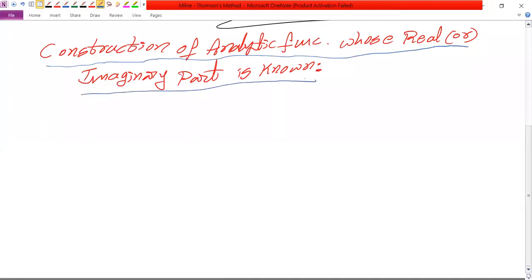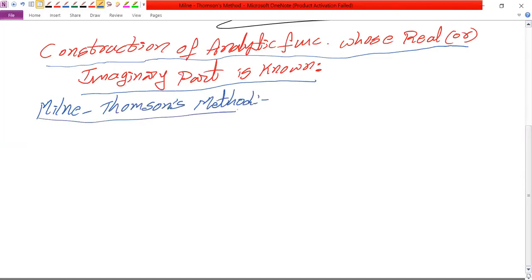That is our concept. I already told you what concepts we are going to learn in this unit, and the main concept is that only. Now there are two ways. The first way I am using is Milne-Thomson's method. What is Milne-Thomson's method? I am explaining the procedure.